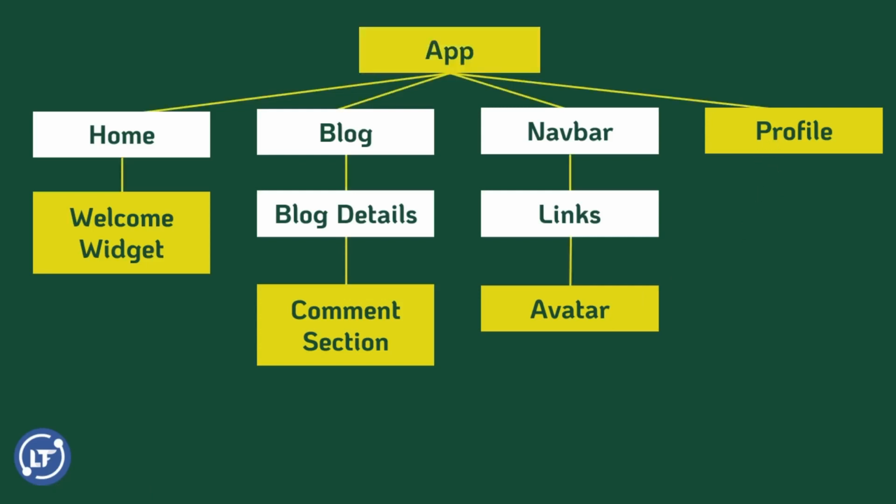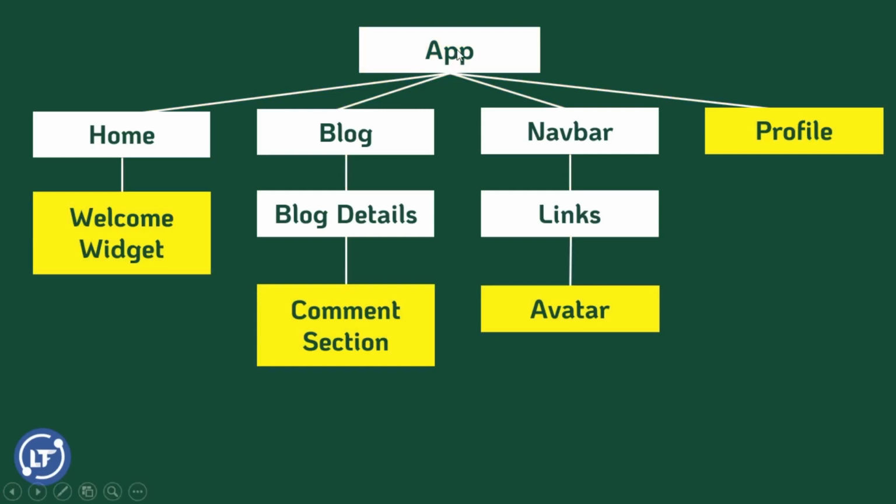Now one thing we have to do is find a way to pass this data from the app to the blog, then from the blog to the blog details, and the blog details to the comment section. So we are going to find a way to drill it down, which could work in some cases. But what if there's a better way to handle this?